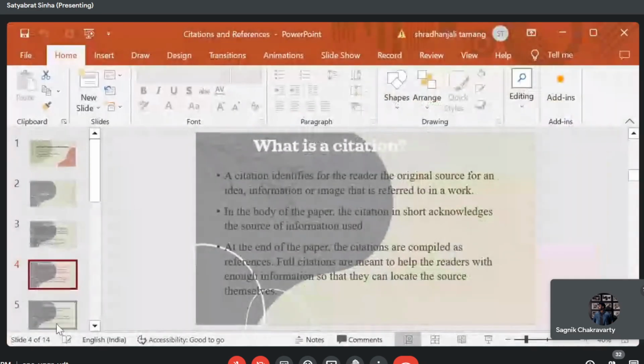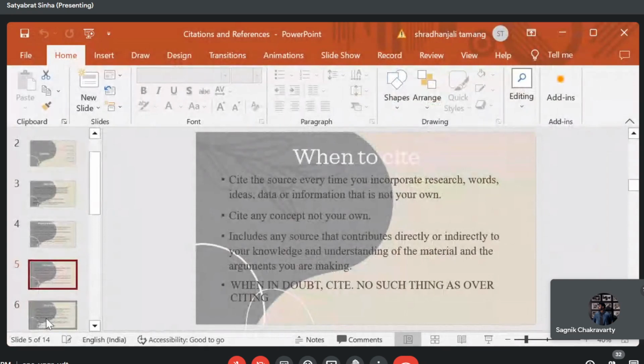Now, I will tell you when you need to cite. The idea, of course, you might have understood by now, is to give credit to the original authors in an appropriate manner. And there's a general saying that if you're in doubt, just cite. There's no such thing as having over-cited. So if you have any doubts whether an argument you're making, or information that you have, belongs to somebody else, please cite it.